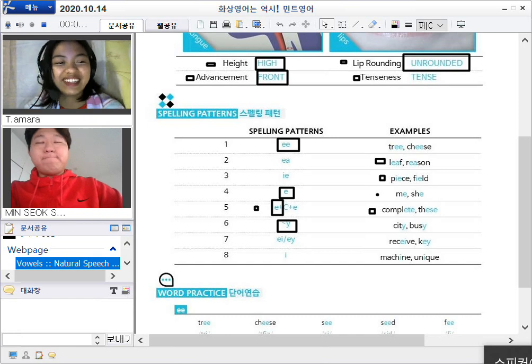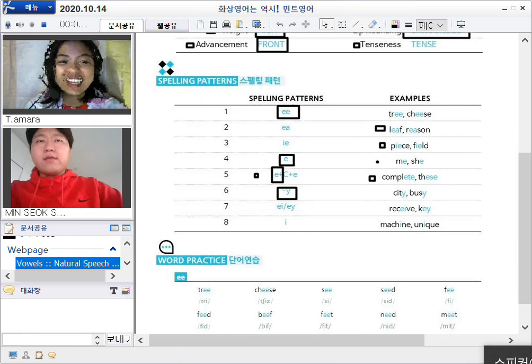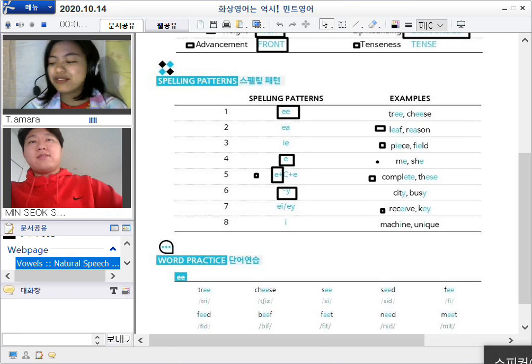And then the seventh spelling pattern: words that have EI or end in EY. Could you please read it? Receive, key. Good job.